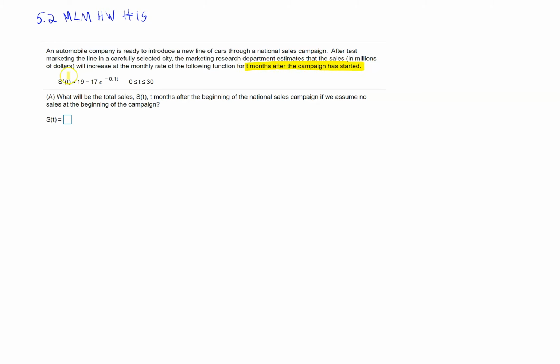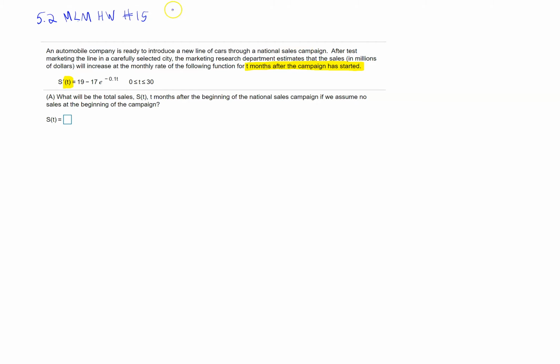Okay, so we're being given marginal sales here, the rate of change of sales. There's a domain restriction. This function is only valid 0 to 30 months since the campaign has started. It's really important to understand what your input and output of the function are before you try to use it. So we're inputting t, which is the number of months after the campaign has started. We're outputting sales in millions of dollars, so keep all that in mind.